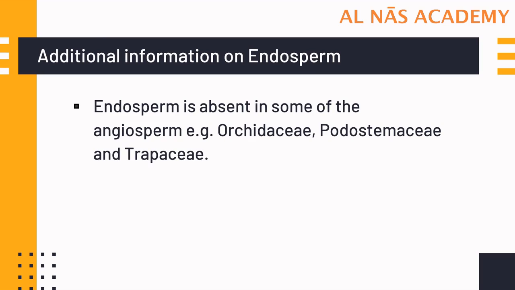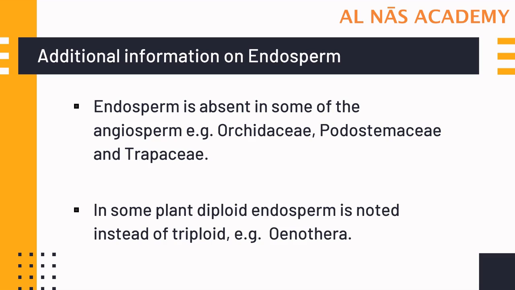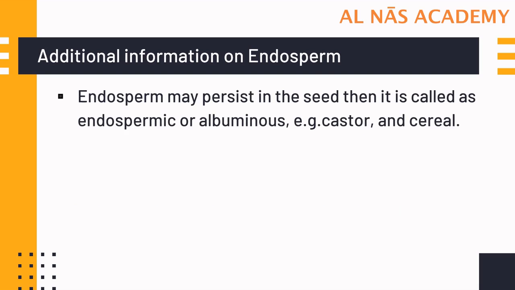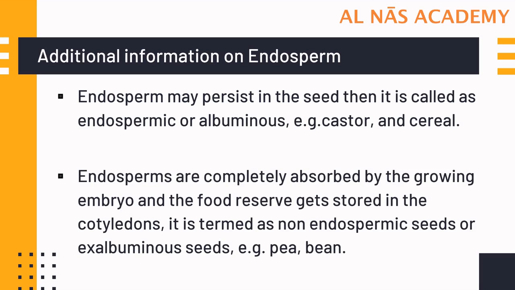Endosperm is absent in some of the angiosperms. Examples are Orchidaceae, Podostemaceae and Trapaceae. In some plants, diploid endosperm is noted instead of triploid endosperm. An example is Oenothera. Endosperm may persist in the seeds, and then it is called endospermic seed or albuminous seed. Examples are castor and cereals. If the endosperm is completely absorbed by the growing embryo and the food reserves get stored in the cotyledons, then it is called non-endospermic seed or exalbuminous seed. Examples are pea and bean.